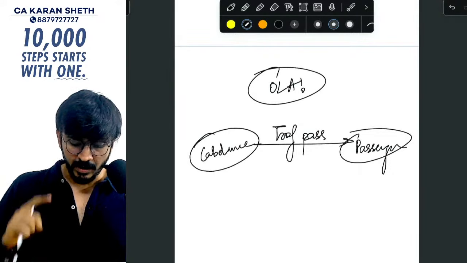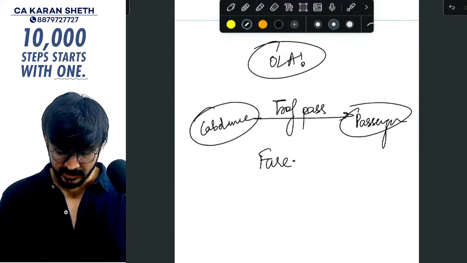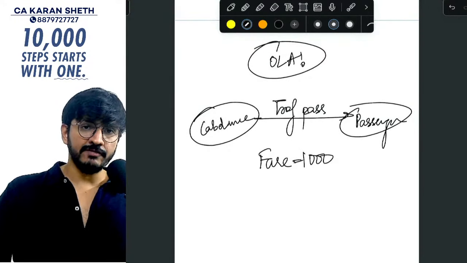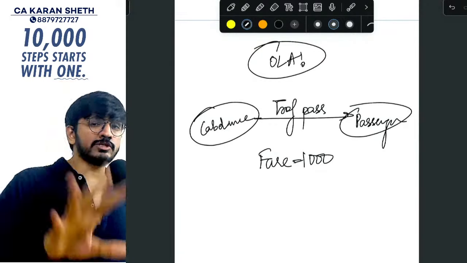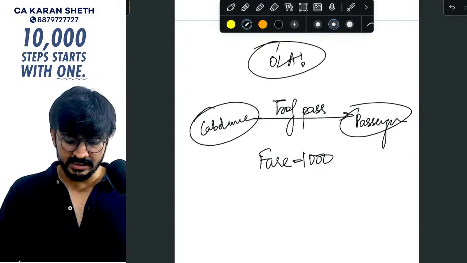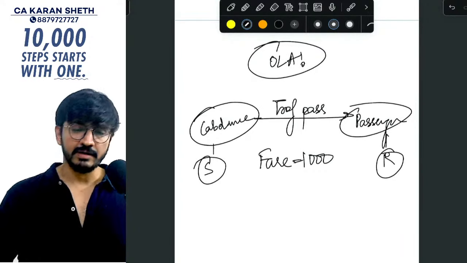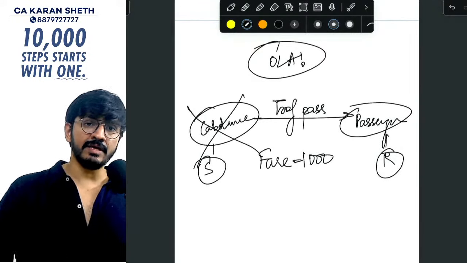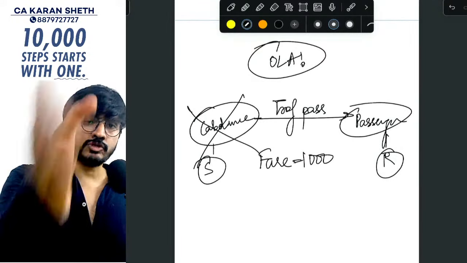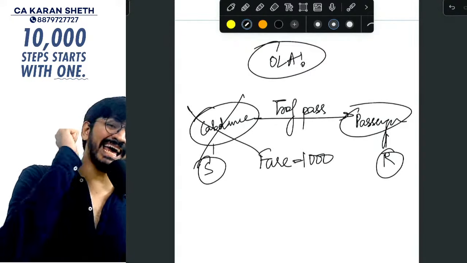Among these 3 people, if for example the fare comes out to be 1000 rupees and GST is 5%, 50 rupees, who is going to pay tax to the government? Is it the supplier or the recipient? By the way, this guy is the supplier, this guy is the recipient. Do you think the cab driver will pay? No, beta. If he were so educated, he would not be sitting ahead, he would be sitting behind.